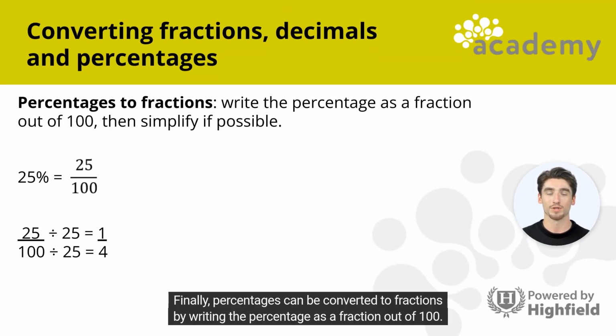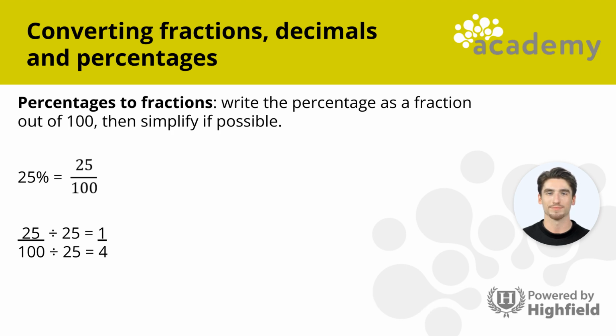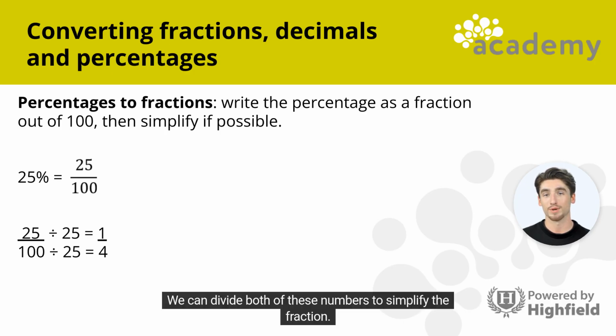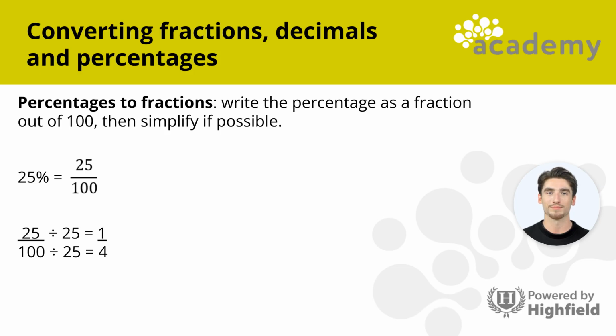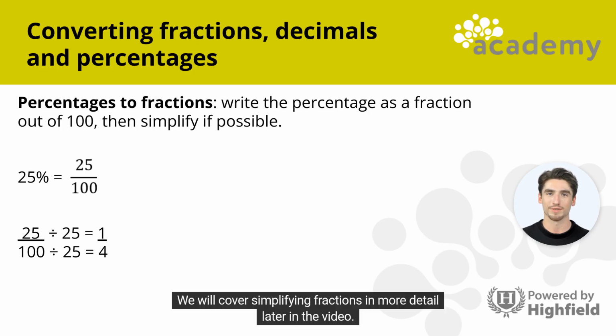Finally, percentages can be converted to fractions by writing the percentage as a fraction out of 100. Please note that you may be asked to simplify the fraction if possible. For example, 25% is the same as 25 out of 100. Both 25 and 100 are multiples of 25. We can divide both of these numbers to simplify the fraction. 25 divided by 25 equals 1. 100 divided by 25 equals 4. When simplified, 25 out of 100 becomes 1/4. We will cover simplifying fractions in more detail later in the video.